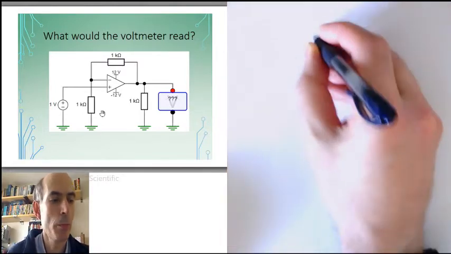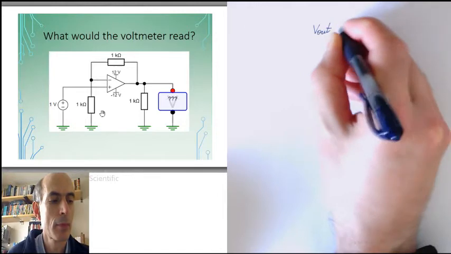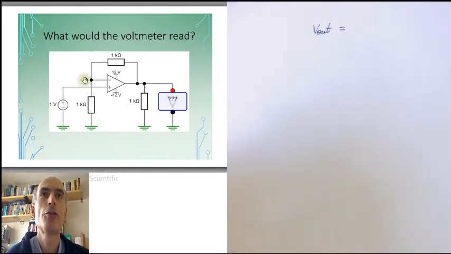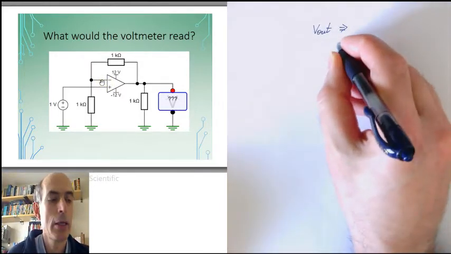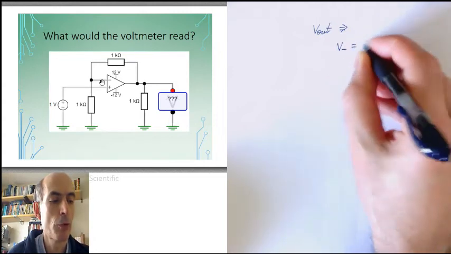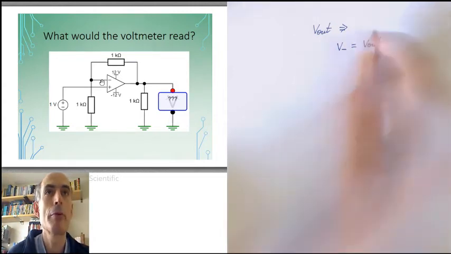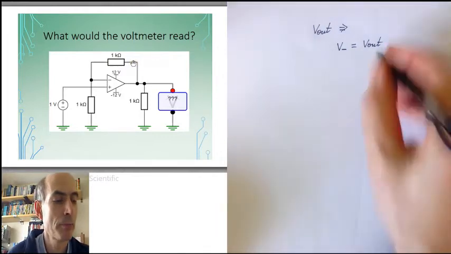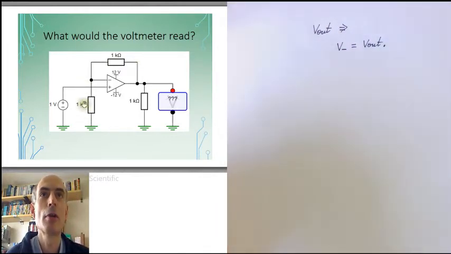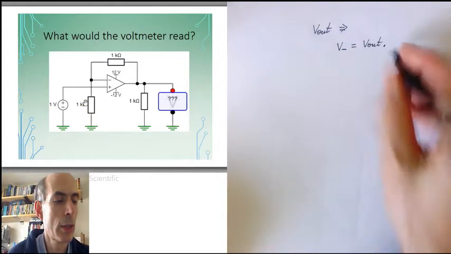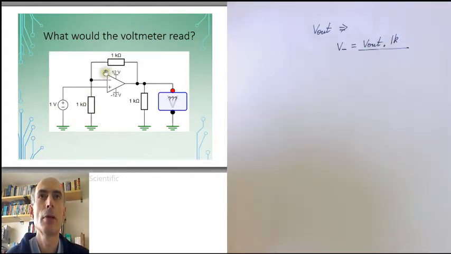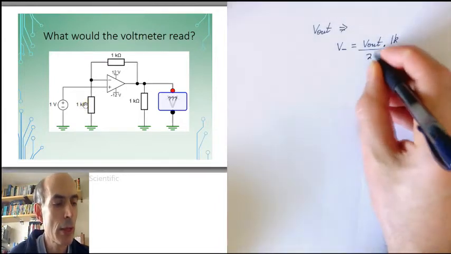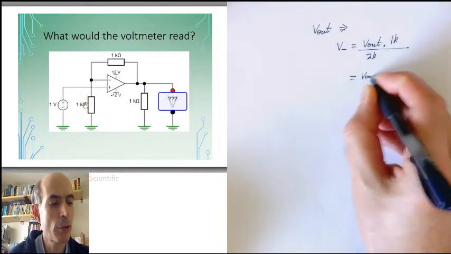We know that the output is related to this point, the inverting input here, by the potential divider equation. And the inverting input is then the output of this op-amp, the voltage at the top of the potential divider, times, in this case, this resistor here, 1K, divided by the sum of the resistors in the potential divider, 1K plus 1K, 2K. This would just be equal to Vout over 2.